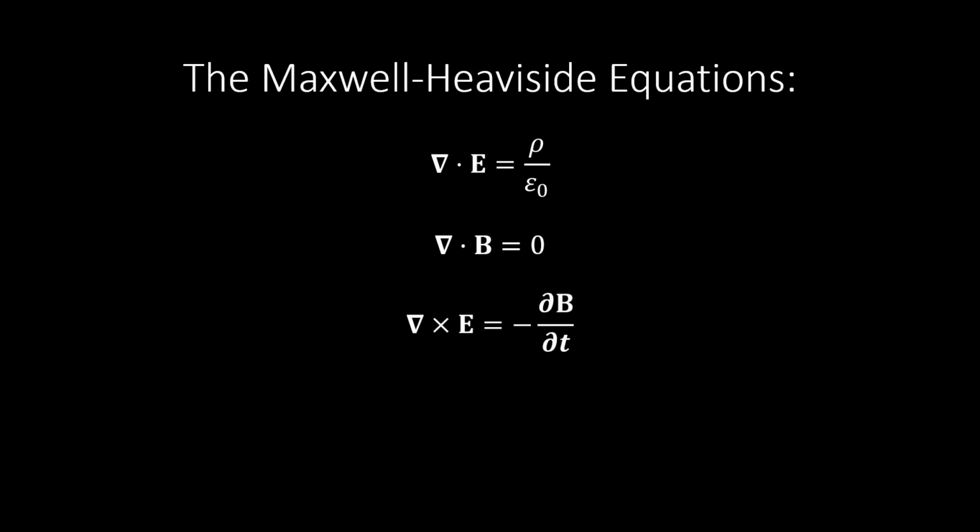So these are the four Maxwell-Heaviside equations. The divergence of the electric field is equal to charge density divided by epsilon naught. Whereas the divergence of the magnetic field, on the other hand, is equal to 0. The curl of the electric field is equal to minus the partial derivative of the magnetic field in respect to time, in other words, its velocity. Whereas the curl of the magnetic field is equal to mu naught times current density plus mu naught epsilon naught times the partial derivative of the electric field in respect to time.